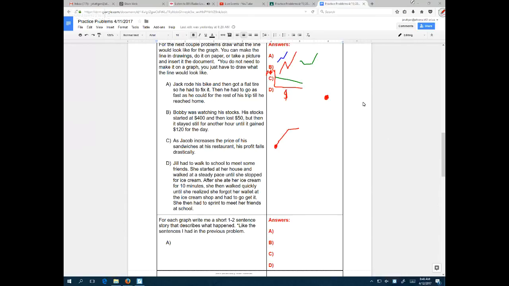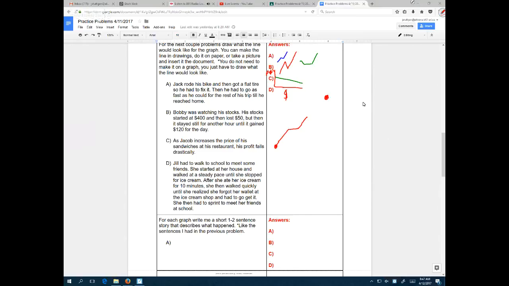Okay, good. Now, Perry, what happened next? After she ate her ice cream for 10 minutes, she did what? Yeah, she walked quickly, right? So your line should be a little bit steeper. Stop. What happened then? She realized something. So what did she have to do? Go all the way back. Not all the way back, just back to the what? Ice cream shop. So you gotta go back down to the ice cream shop.